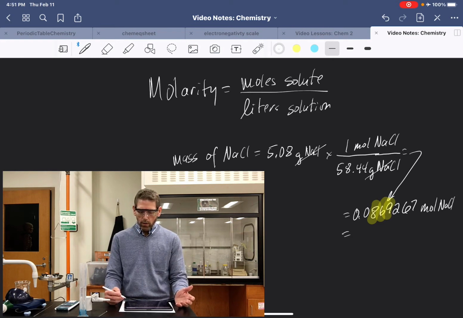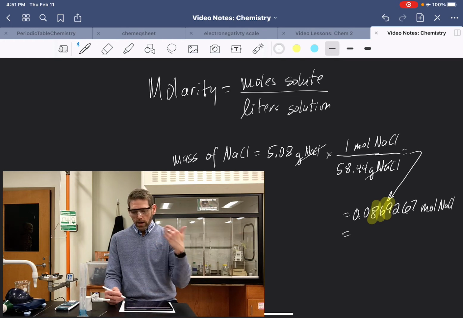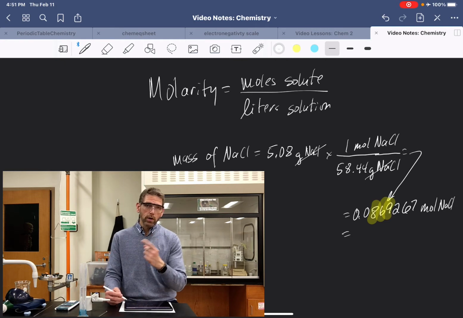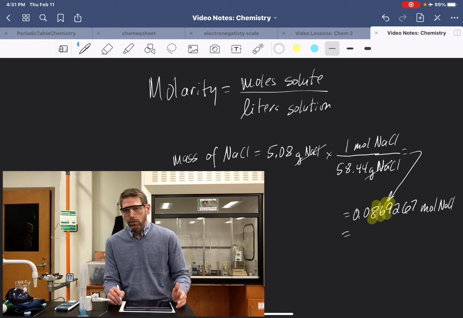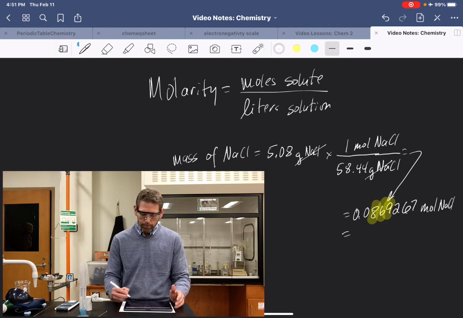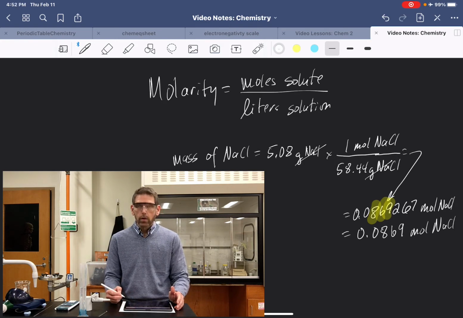So we have a couple options here. We could keep that here in our calculations and do the rounding at the end. You only do 1 rounding at the end anyway with all of your calculations. We could keep that 2 in there, and it keeps our math honest. It keeps our precision and accuracy with our measurements and our calculations in line with each other. But in the end, you should see that you basically get the same answer in this situation. So we could go with 0.0869 moles of sodium chloride.